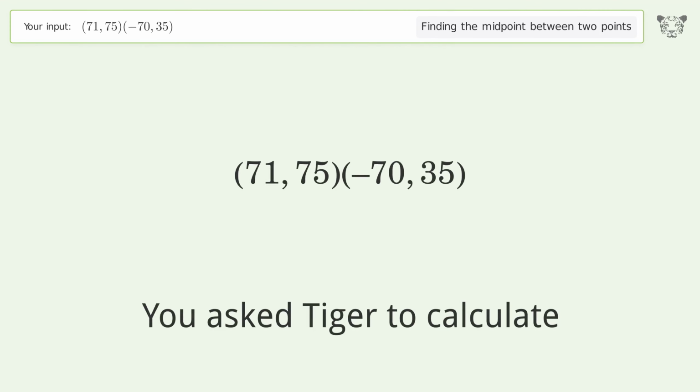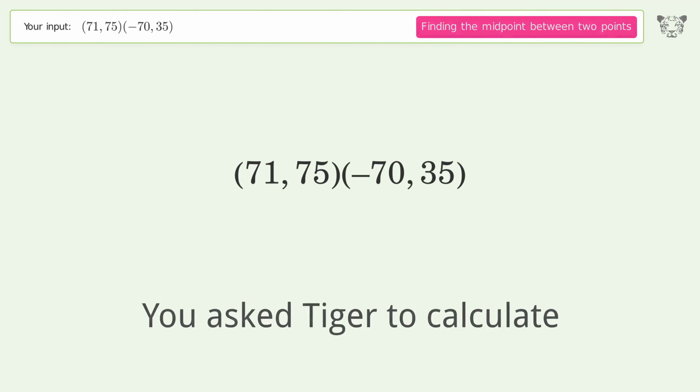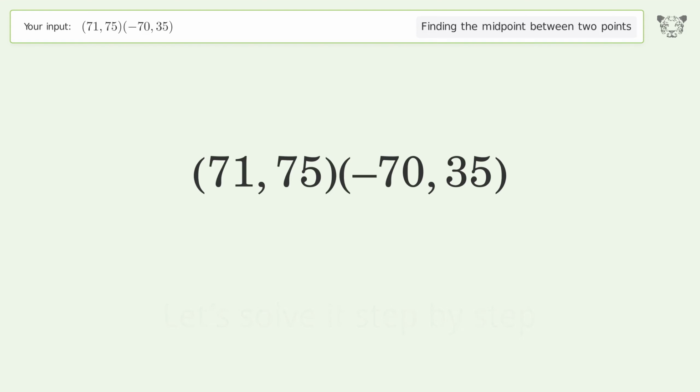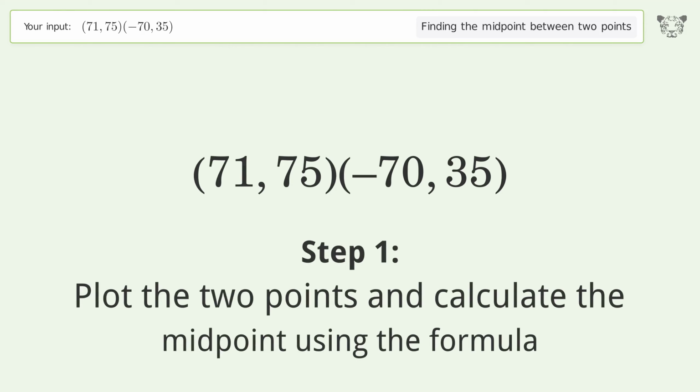You ask Tiger to calculate. This deals with finding the midpoint between 2 points. The midpoint between the 2 points is 0.555. Let's solve it step by step. Plot the 2 points and calculate the midpoint using the formula.